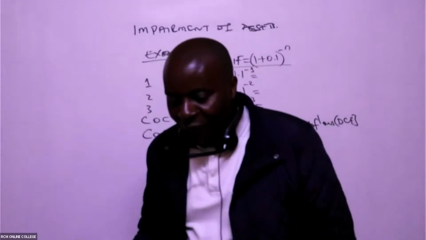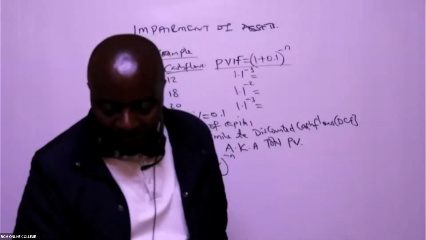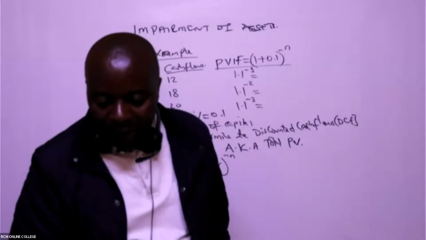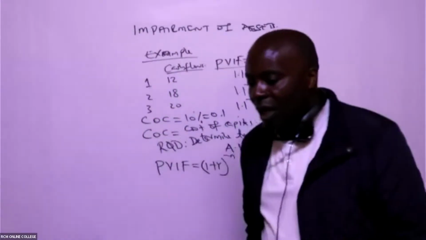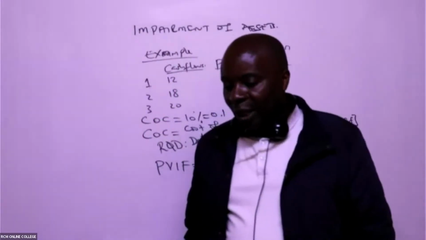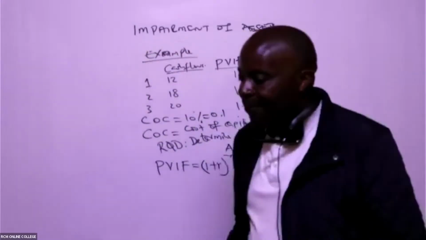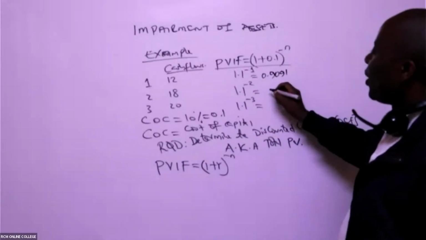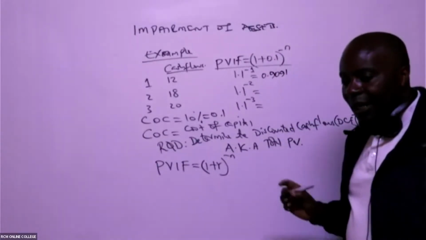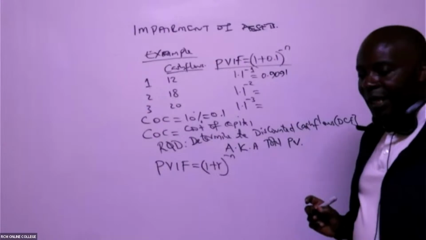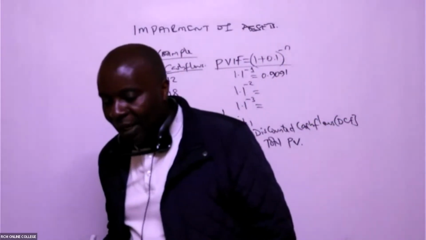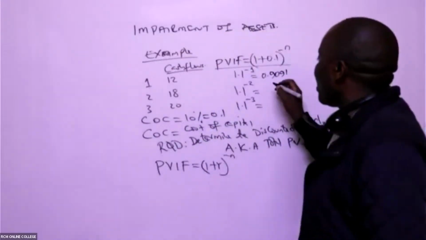I see so many questions here, we'll be able to address them. So the first one is 0.9091. The second one, everybody should please participate here, is 0.8264.